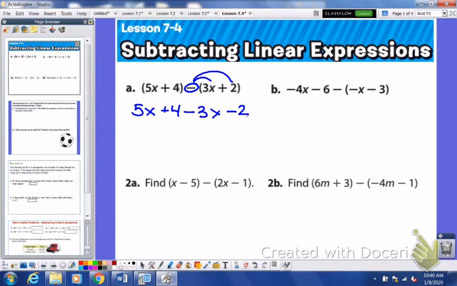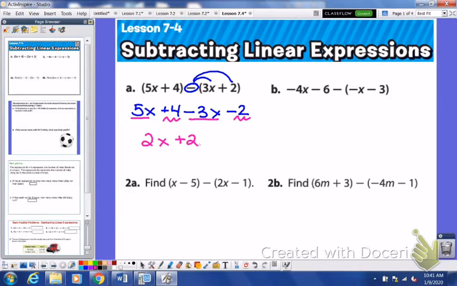So now it's just like what we were doing in the last lesson. We're going to combine our like terms. So we have 5x minus 3x and 4 minus 2. So 5x minus 3x gives us a 2x. 4 minus 2 gives us a positive 2, so plus 2.